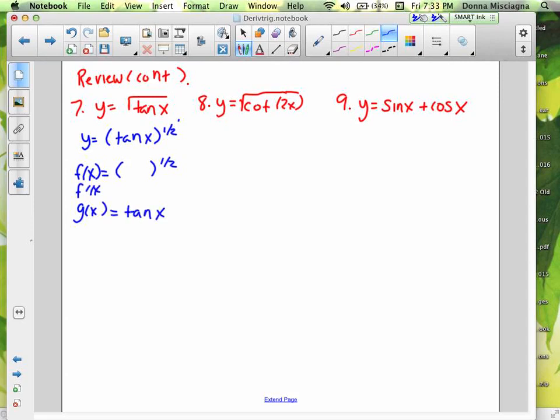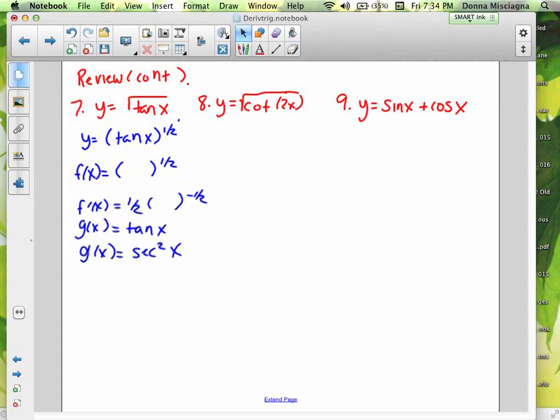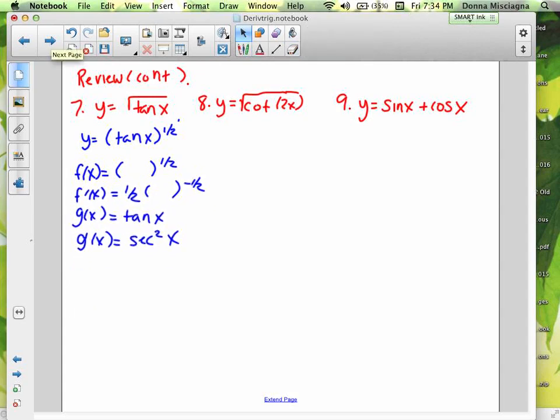So f prime of x would be 1/2 blop to the negative 1/2. Derivative of tangent x is secant squared x, and the derivative of our whole function here is going to be, I'm going to simplify that a little bit here. So we have 1/2 blop to the negative 1/2. I'm going to just rewrite that real quick. Of course they're attached. I'll erase the g of x and we'll just move it over.